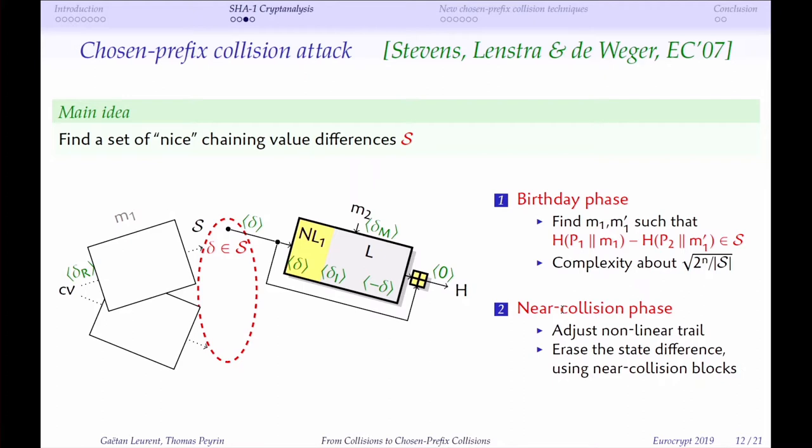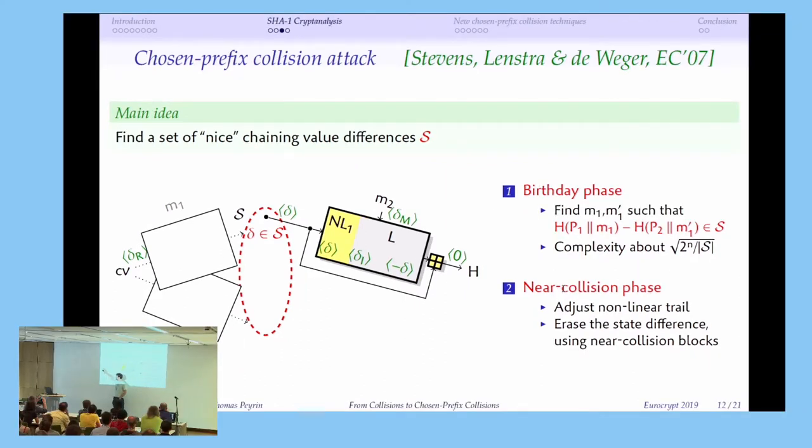You're going to need a few more tricks. The main idea is that you want to define a set of differences that are somehow nice, meaning that starting from one of those differences, you know how to go to a collision. And if you can define this, then you just start after your two prefixes. Here you have some random difference in the state, and you just process random blocks until you reach this nice set of differences. This is just a birthday attack, and the complexity is about square root of 2^n over size of S. So if S is big enough, this is not too expensive.